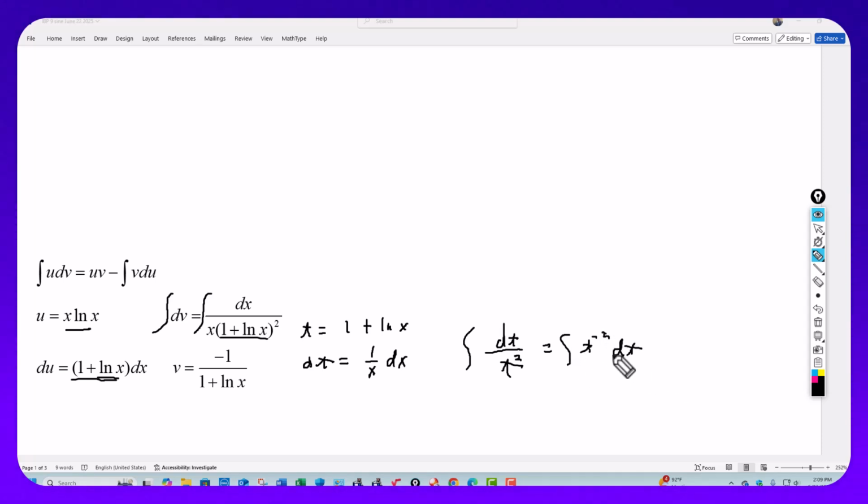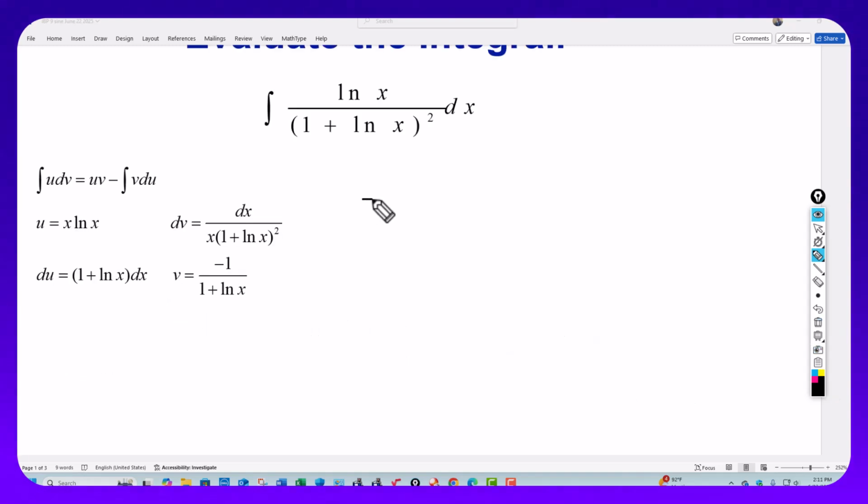Integrating with respect to t, we had t to the negative 1, and then divide by the coefficient negative 1. This will be a minus here, so this will be minus 1 over t. But what is t? In this case, t is 1 plus ln of x. So that's how I got this right here: negative 1 over t, and t is 1 plus ln of x. Now we have all the parts needed to complete the integration using integration by parts.